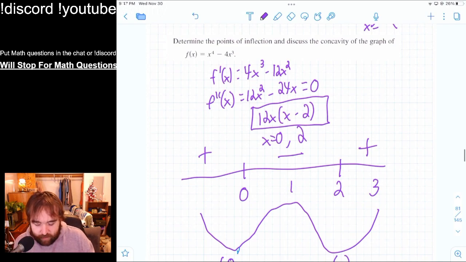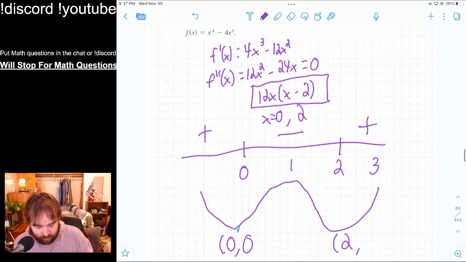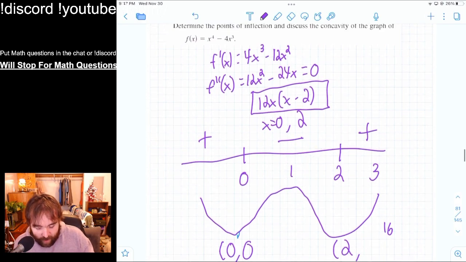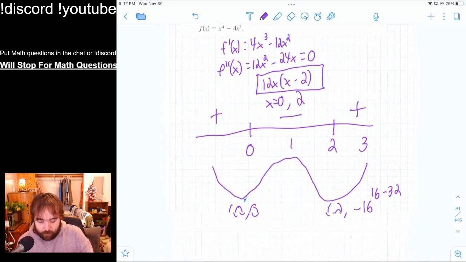So when we plug in 0 to the original, 0 to the fourth minus 0 cubed, we just get 0. When we plug in 2, we get 2 to the fourth, 16, minus 4 times 2 cubed, minus 2 to the fifth, minus 32. So that's 2 comma negative 16. That's where it changes concavity.